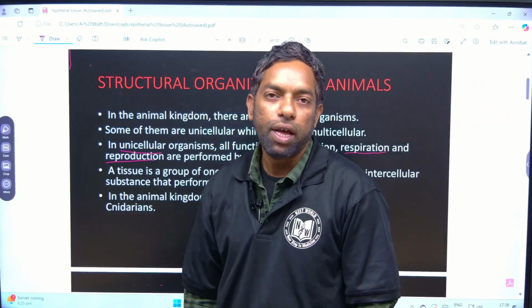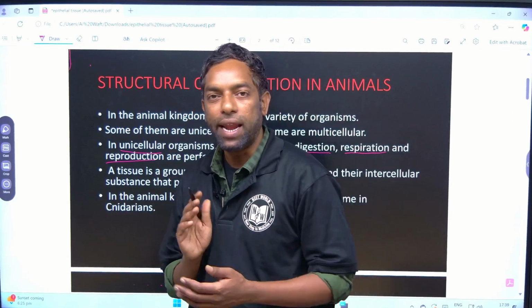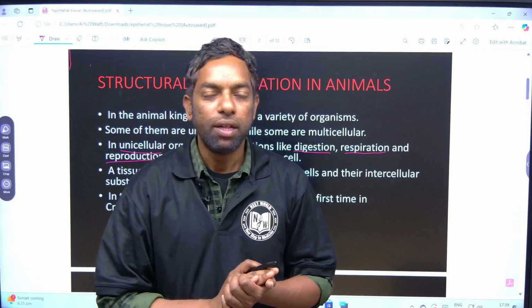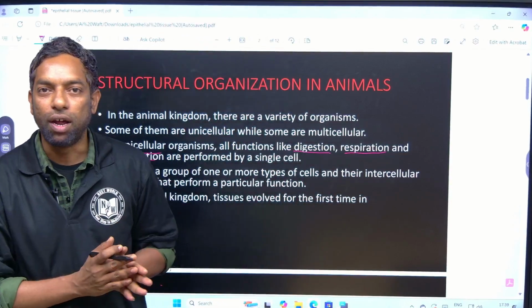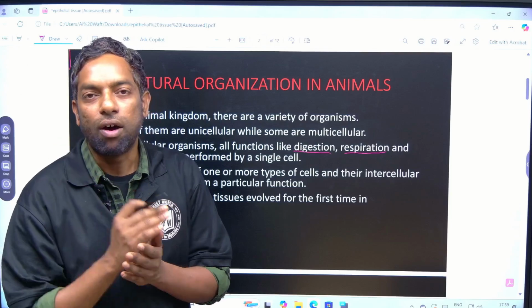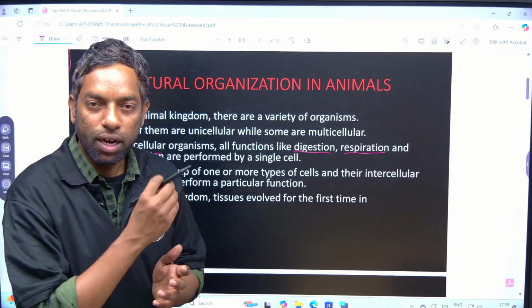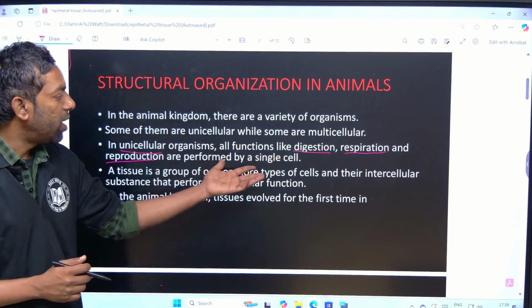Hi guys, today we are going to discuss the chapter structural organization in animals. In the animal kingdom, there are a variety of species. Some species are only at the cellular level, some only at the tissue level, and some at the organ and organ system level. In their development chronology, there are multicellular as well as unicellular organisms.